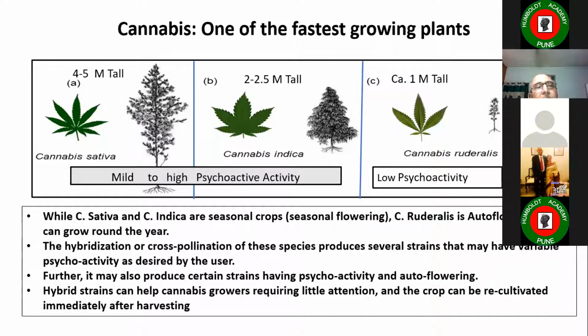However, the basic difference is that sativa and indica are psychoactive. Ruderalis is almost nothing, near zero. It is used as cattle feed, and it grows widely everywhere. In the north, even in my fields, on the side where the water is flowing around, it grows, and people use it as cattle feed.